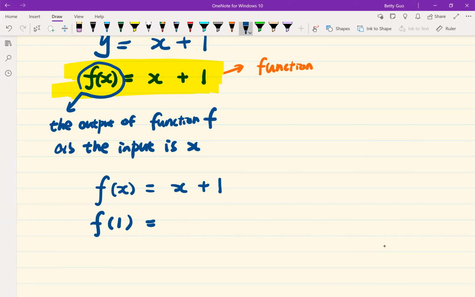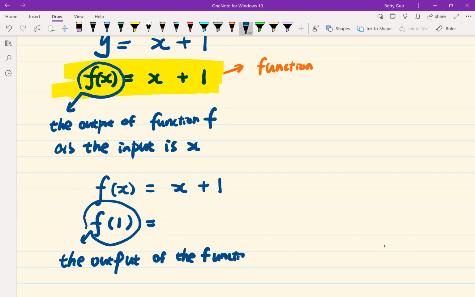Let me write it down. F of 1 here represents the output of the function as the input is 1. Do you guys agree? Yes? Okay, then how should we find the output of the function for the input 1?